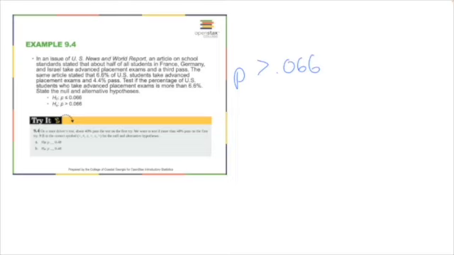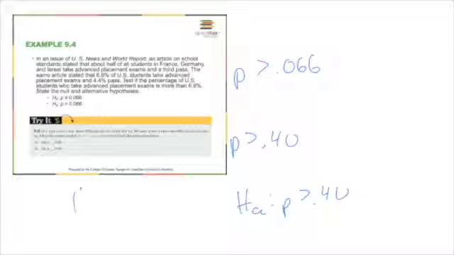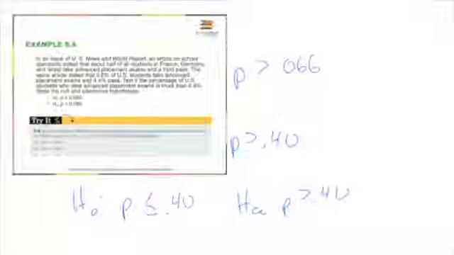So on a state driver's test, about 40% pass the test on the first try. We want to test if more than 40% pass on the first try. So we are testing if the percent is greater than 40. Since that does not have an equal to, that has to be our alternative hypothesis. Contradictory to that would be that the percent is less than or equal to 0.40.